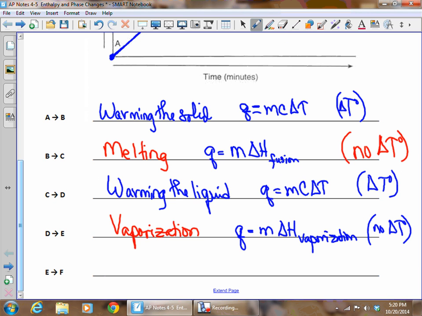So once again, we can see that temperature change. And since we have that temperature change, we're back to Q equals MCΔT again.